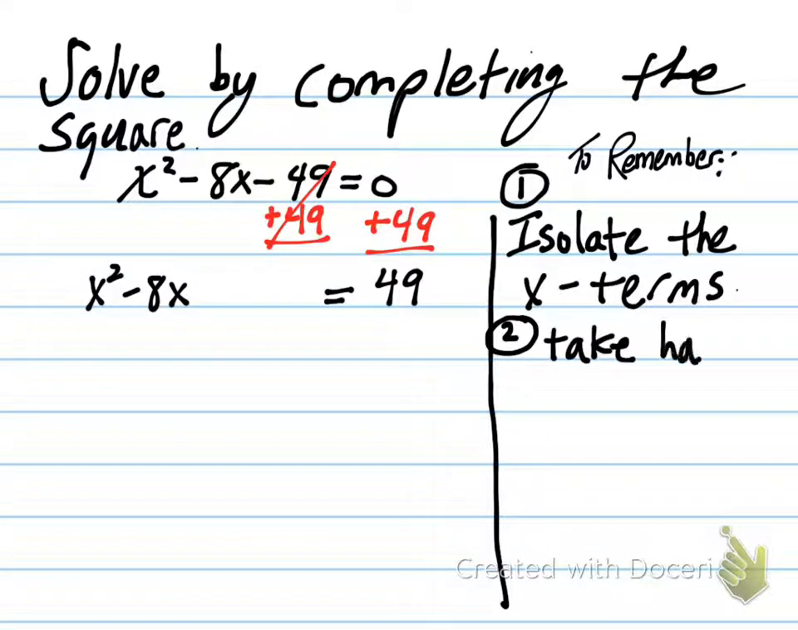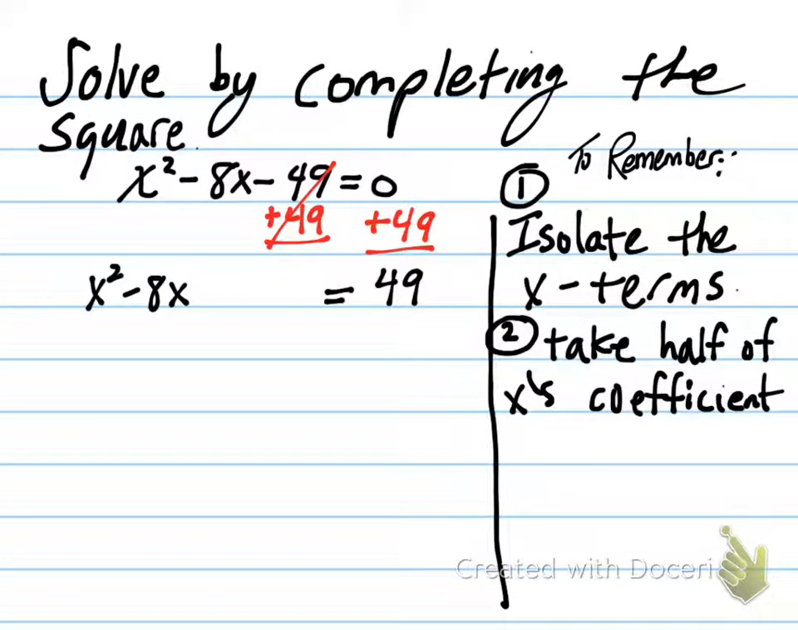take half of x's coefficient. What is a coefficient? Let me make sure I can spell it right. Coefficient. Take half of x's coefficient. A coefficient is simply a whole number, or a real number, I should say, that is sitting next to a variable. So this right here is the coefficient for x. The coefficient for x squared would just be this 1 that's right here. But we're talking about the coefficient for the x term.